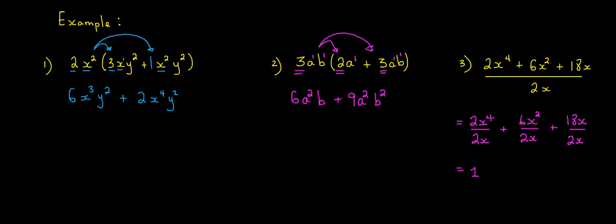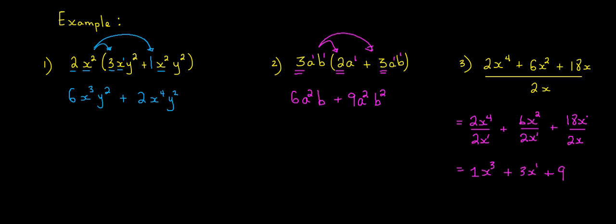Now here we have x to the 4th divided by x. Now notice that our bases are the same. So what do we do when we divide? Well, we subtract the powers, right? So the power here is a 1. So 4 minus 1 is 3. So this turns into x cubed plus, here 6 divided by 2 turns into a 3. And then x squared over x, well, subtract the powers here again. So 2 take away 1 is just 1. Plus 18 divided by 2 is a 9.